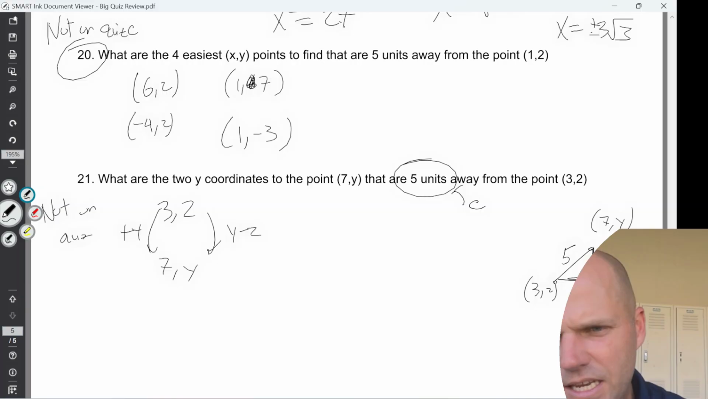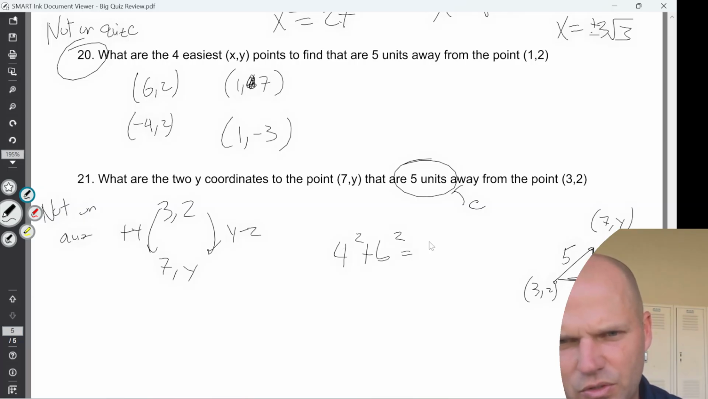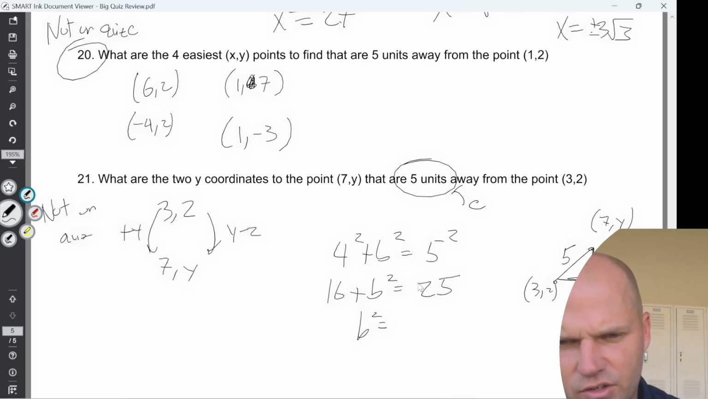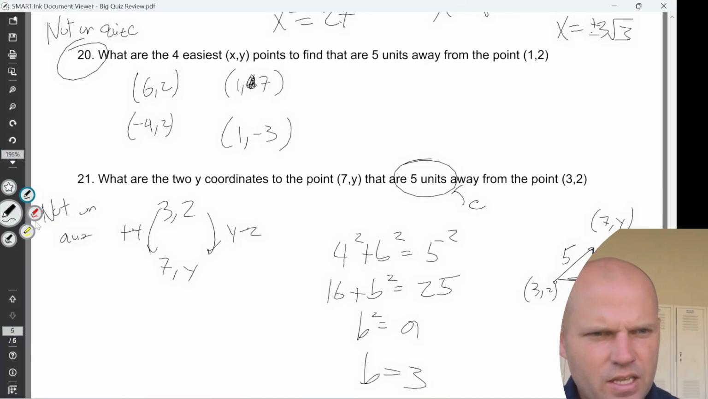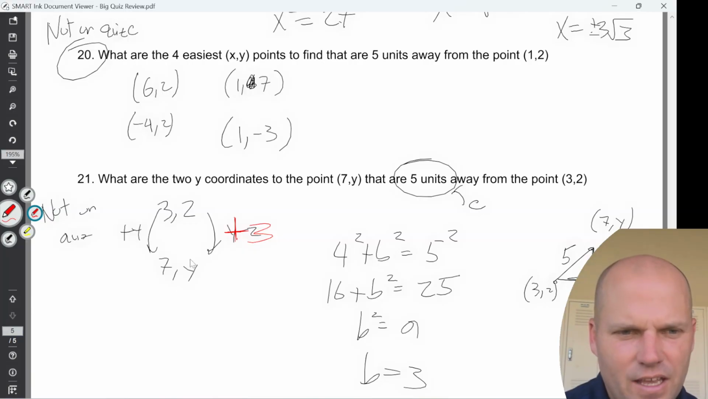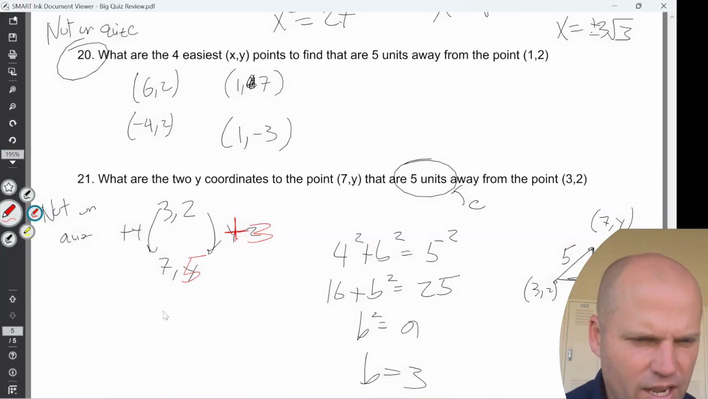Now, what we need to know is that we can keep the y minus 2 change and just call it a b. And 4 squared plus b squared equals 5 squared. We realize b has to be 3. We have a 3, 4, 5 right triangle. If b has to be 3, that means I should be adding and subtracting 3 from 2. So I would get y coordinates of 5 and negative 1.